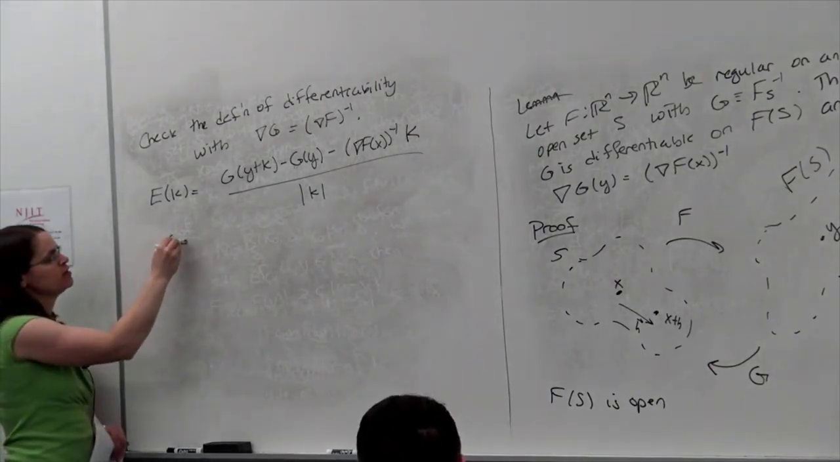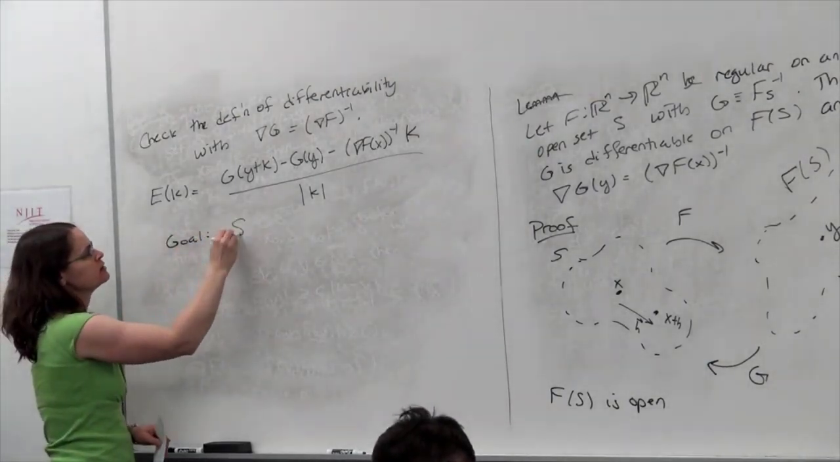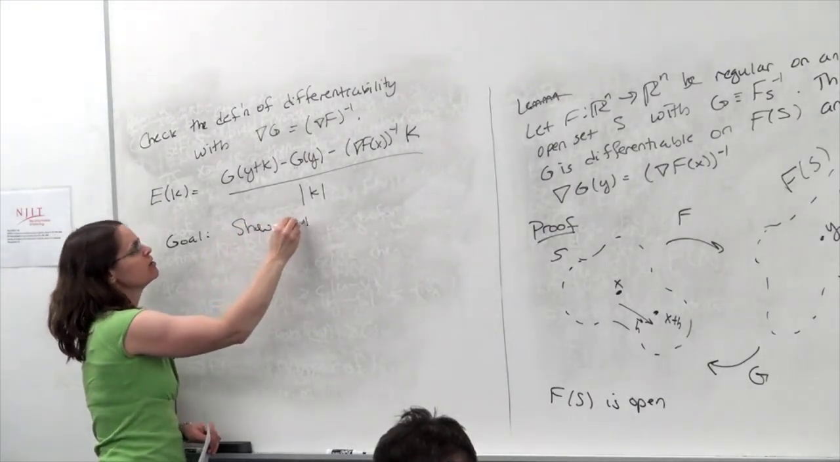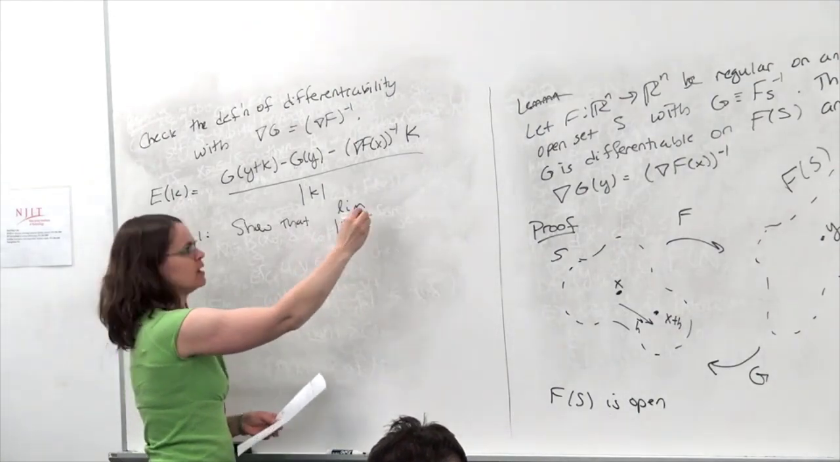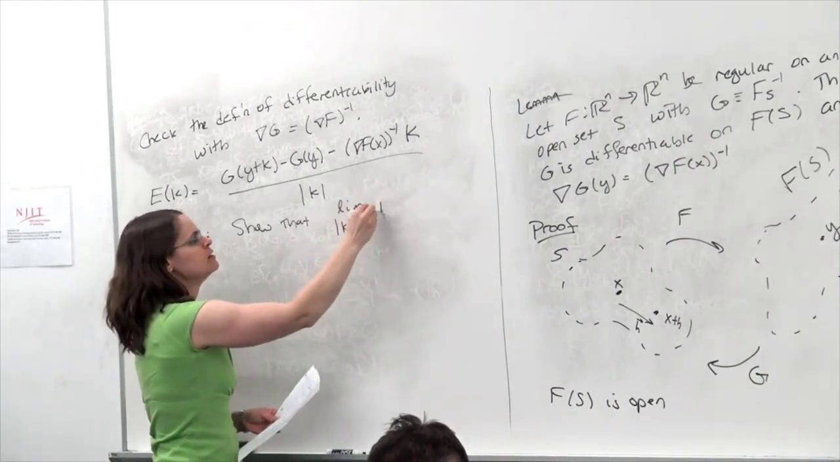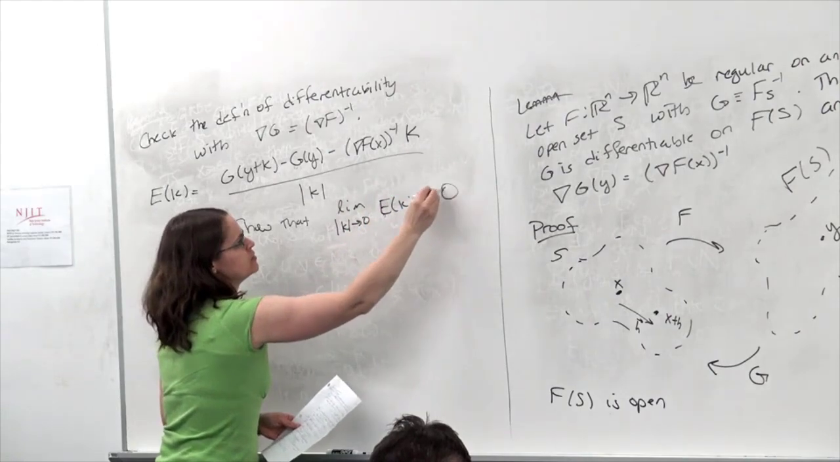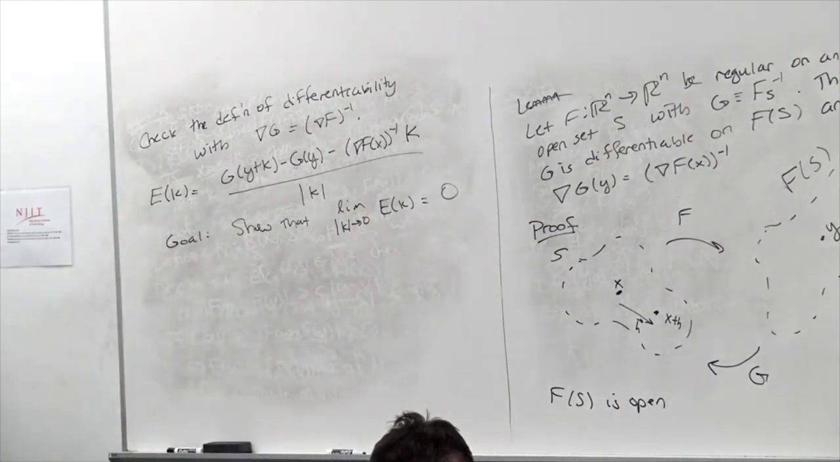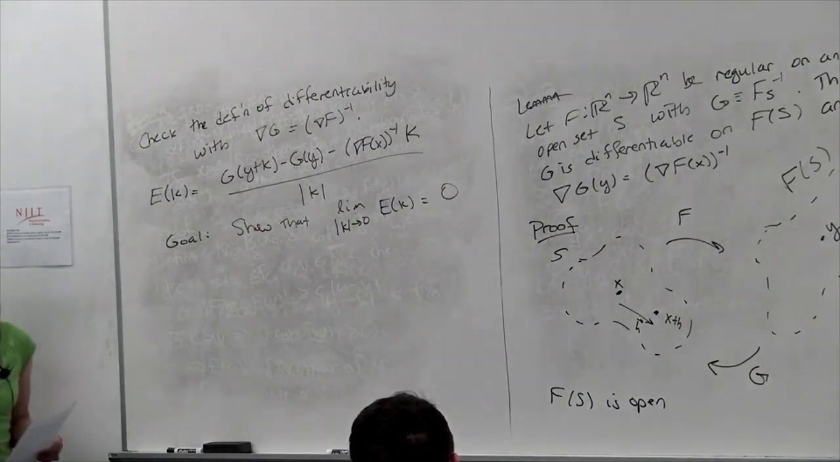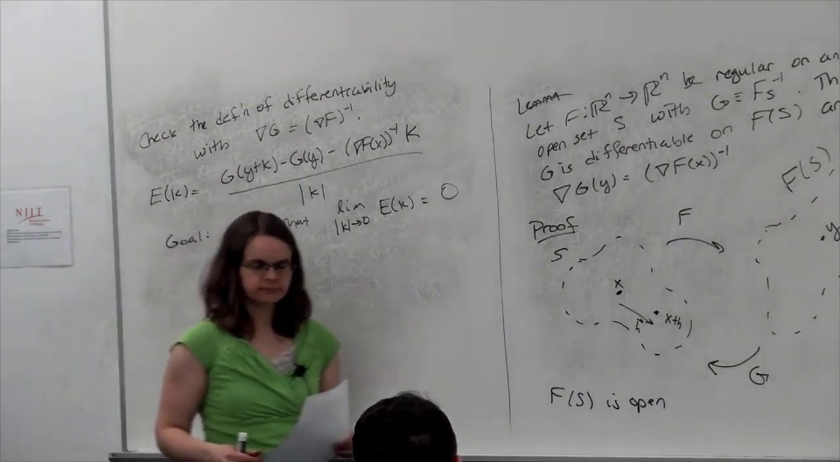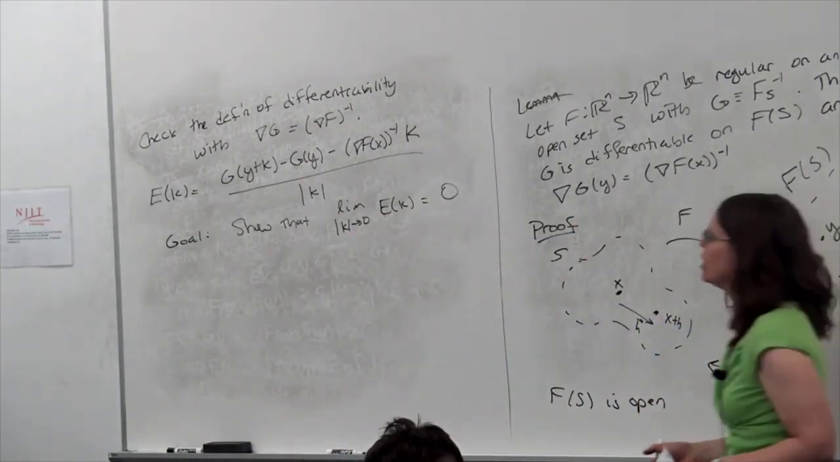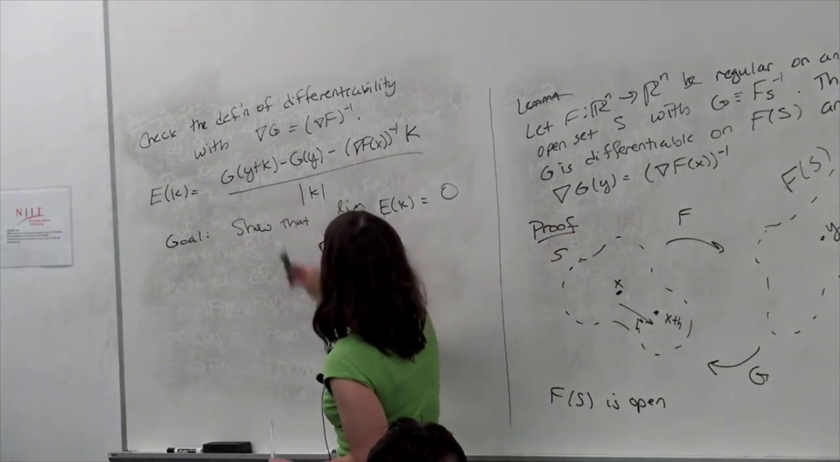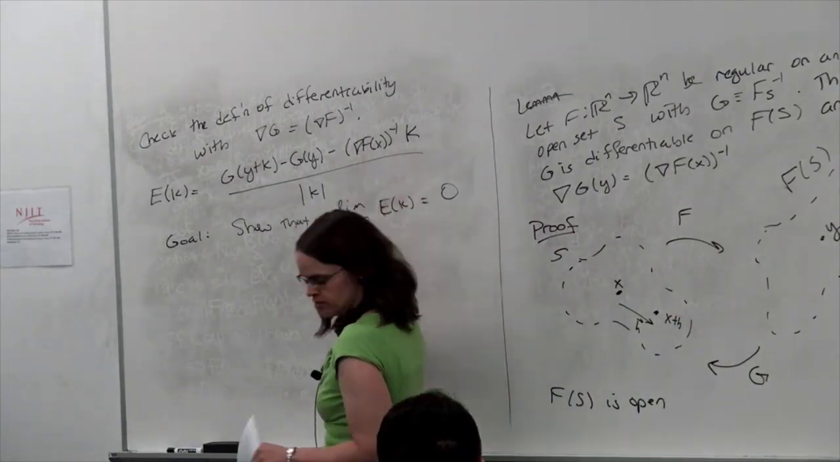Okay, and we know this is what we want to take a limit of. So our goal is to show that this limits to 0. So the limit as the length of k goes to 0 of E of k is equal to 0. Right, that's the definition of differentiability. If I can show this is true, then g is differentiable, and we've identified this object as its Jacobian.